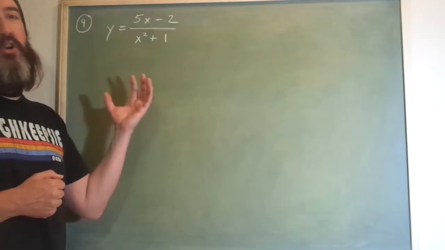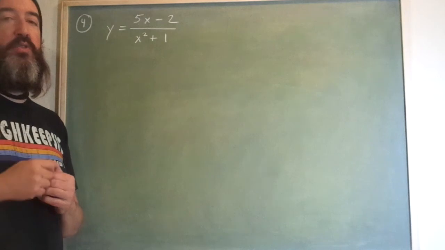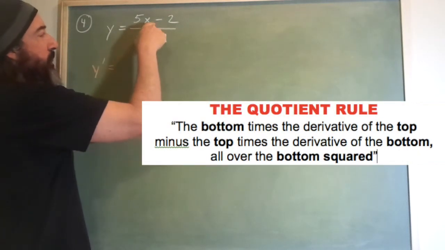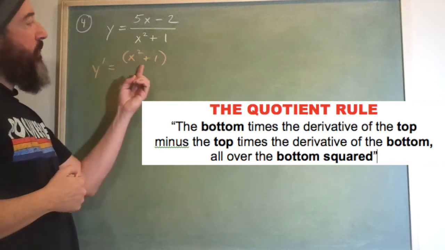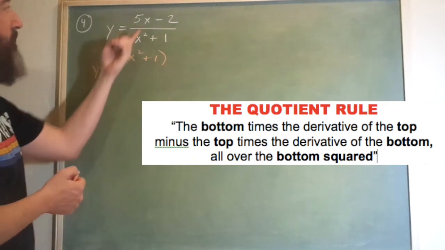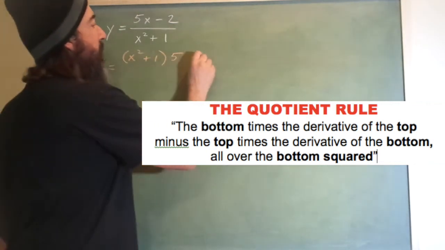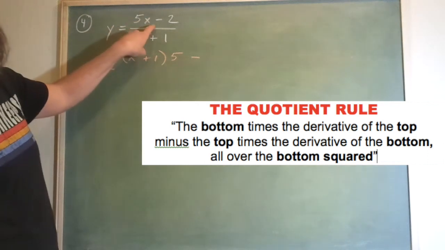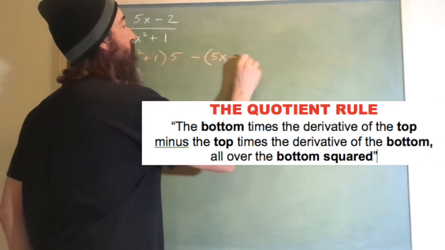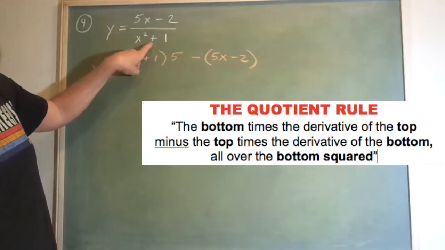There's really no alternative way to rewrite this equation, so here we're going to need to use the quotient rule. The derivative equals the bottom times the derivative of the top. So I put the bottom, and since it's a binomial, I safely enclosed it in parentheses, times the derivative of the top. The derivative of the top is 5, minus the top, and the top is also a binomial, so the top I'm going to put in parentheses. The top times the derivative of the bottom, and the derivative of the bottom is 2x.